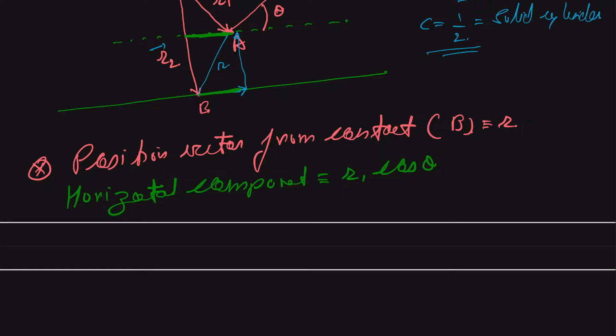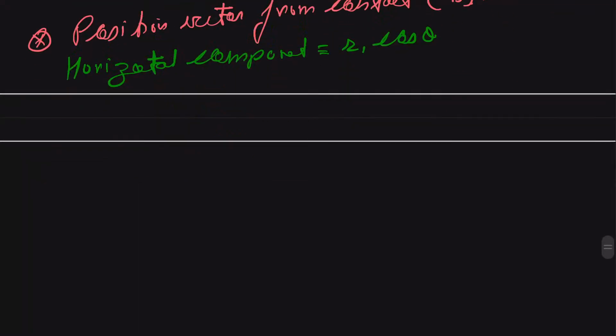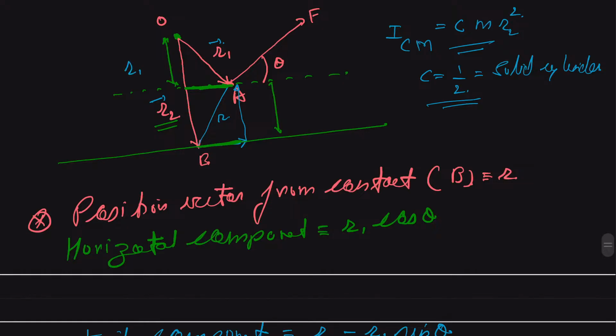Then we come to our vertical component. So the vertical component is only this much, so we are going to find out this component, that will be R1 sine of theta, and minus from our R2. So we get our vertical component will be equal to R2 minus R1 sine of theta. So this is our R1 sine of theta and the total is our R2.